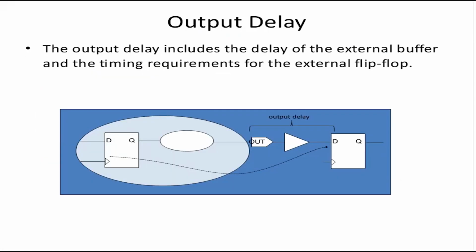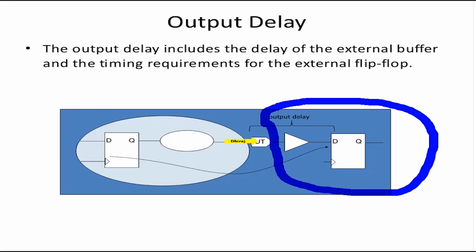Output delay, again, this is the design boundary, the output port. Again, this is the part we don't know about. So we tell DC by using the set_output_delay command. We estimate that the external world will take X amount of time. This is called the output delay.